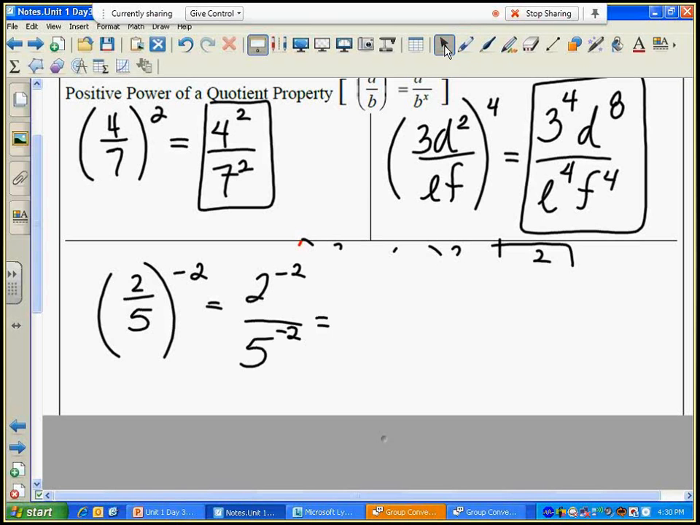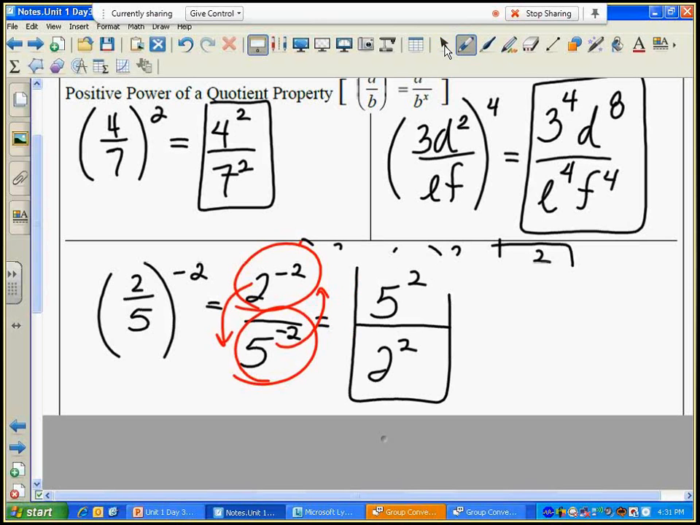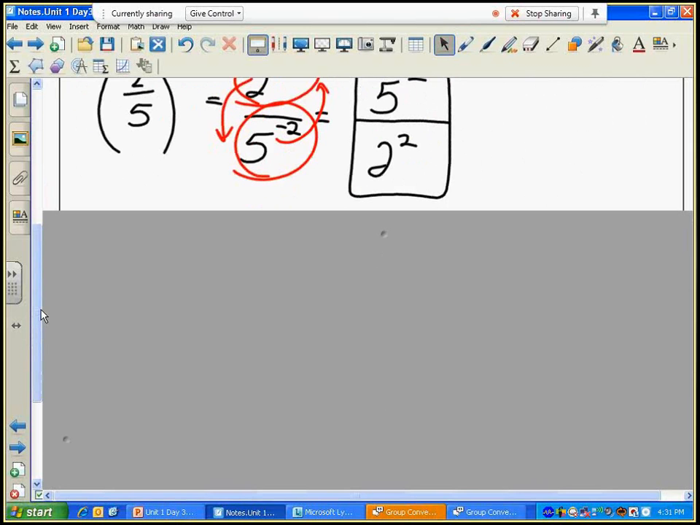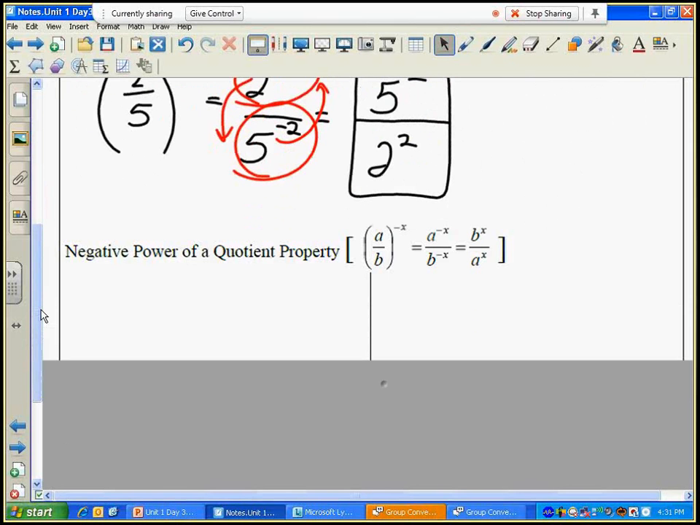So what that means is that both of them get to ride the elevator. The 2 goes on the bottom, and the 5 is going to end up on top. And when they do, of course, their tickets get taken. You end up with 5 squared over 2 squared. That is simplified. What we've basically just done there is the negative power of a quotient property. Take a moment to copy that down.